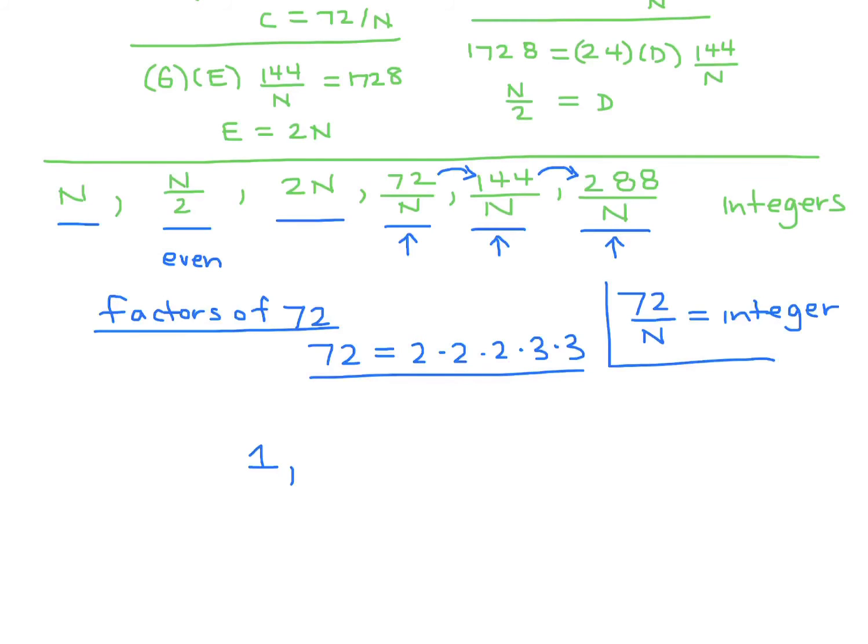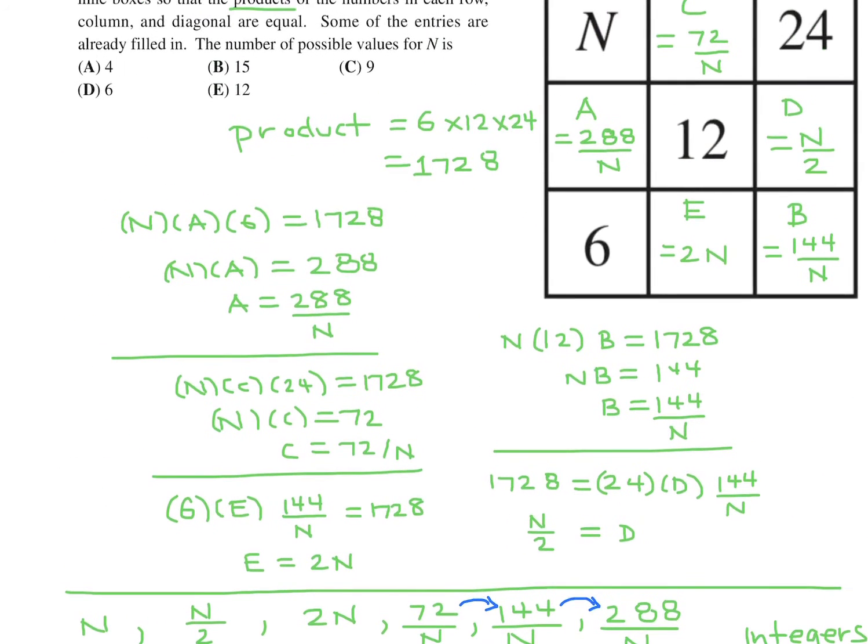Don't forget 1, 2, 3, 4, 6, 8, 9, 12, 18, 24, 36, and 72. How many did I get there? 1, 2, 3, 4, 5, 6, 7, 8, 9, 10, 11, 12. Right? So 12. 12 is one of the answers.